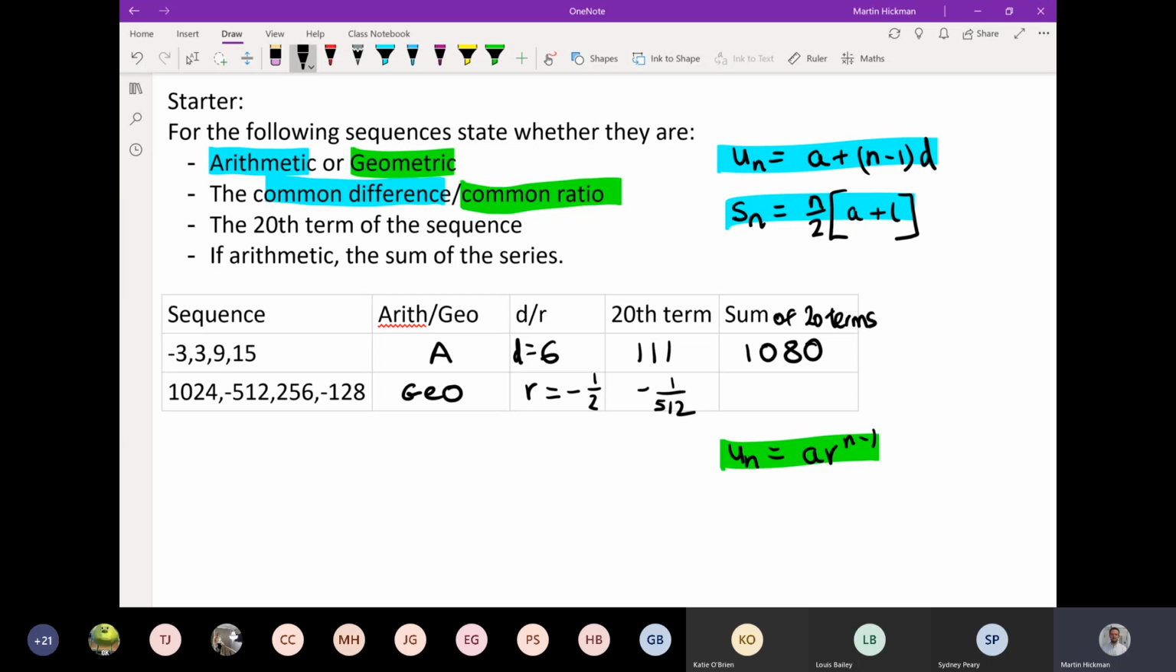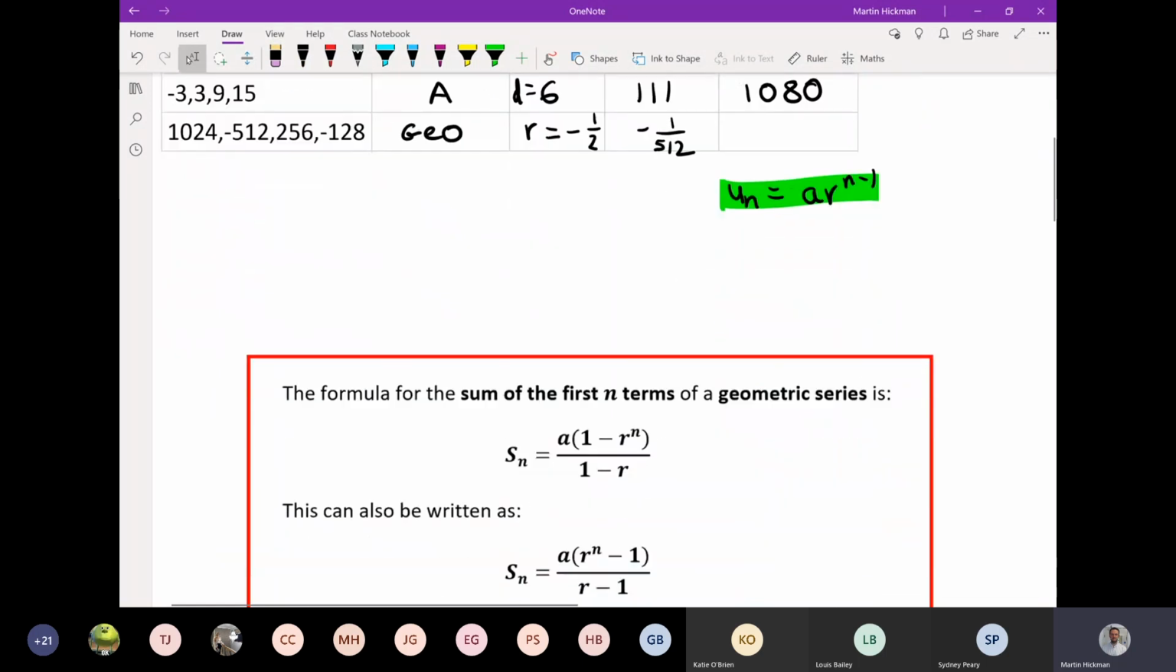Now, the other column here is the sum of the 20 terms. How do we find that? Well, that's what we're going to look at today. Do let me know if you have any questions, chat about what we've done before, but we're going to move on to what we're going to start this week.